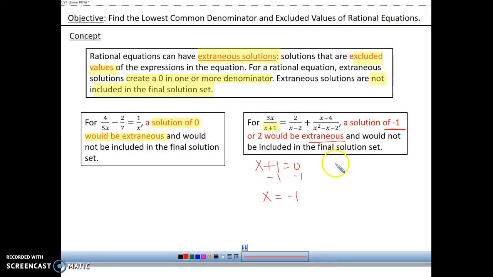And then same for this one, my x minus 2, you're trying to figure out when that would be 0. So that will be 0 when x equals 2. So 2 is also extraneous.